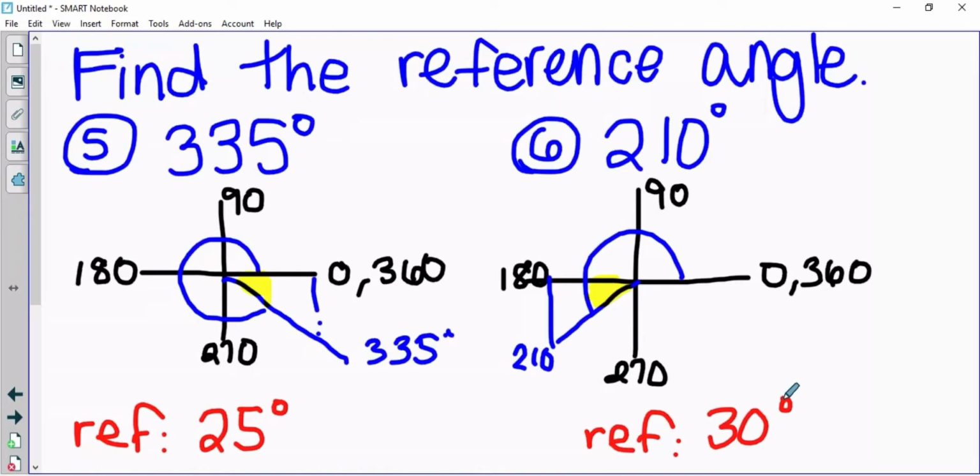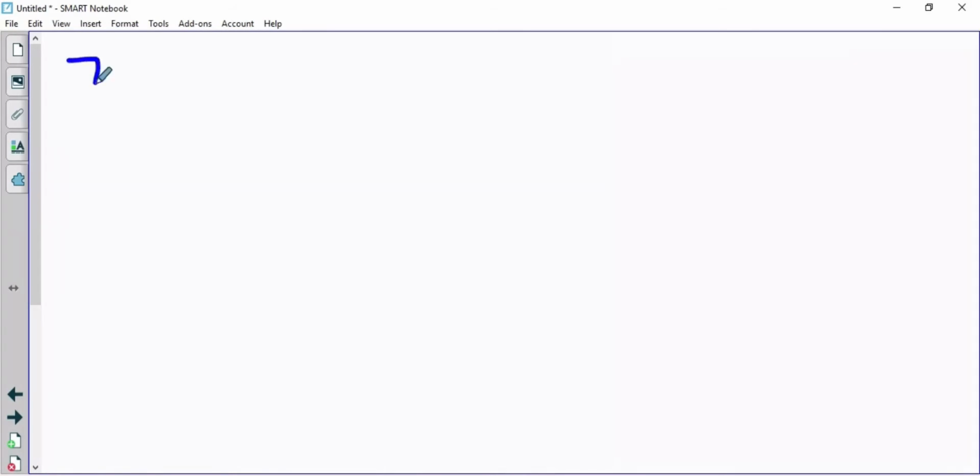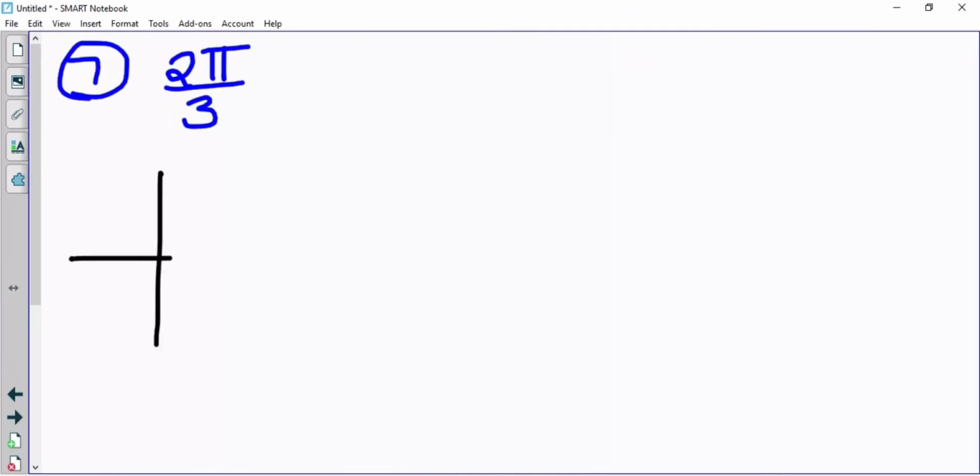Okay, let's try a few where we are in radians. Number 7. Go ahead and pause if you need to draw your pictures and make sure that you're getting a good understanding of this. Okay, let's try 2 pi over 3. So I draw my axis. I put 0 on there. I put pi, which is really 3 pi over 3. Halfway there would be up here, straight up, 1.5 pi over 3.